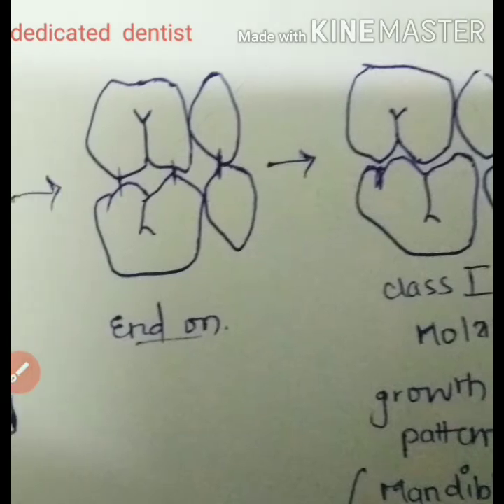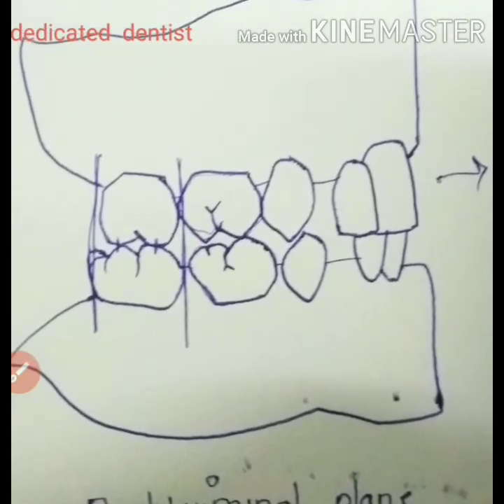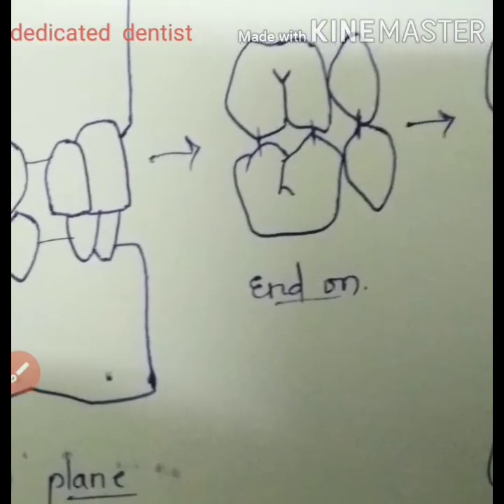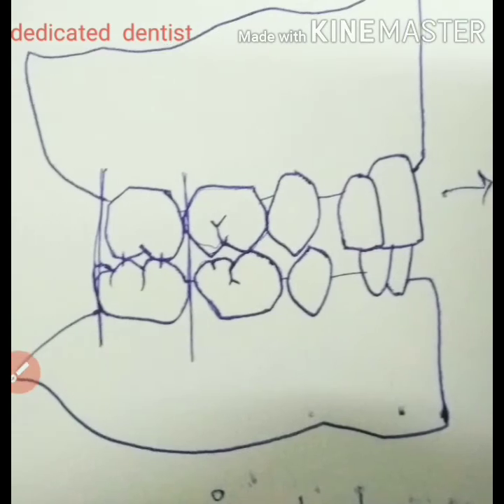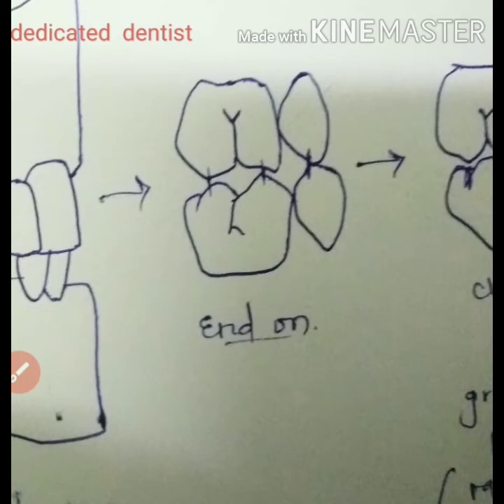When there was a flush terminal relation in the deciduous dentition and everything was going smoothly, the same growth pattern persisted, and thus it resulted in an end-on relationship. You see how similar they are? This is deciduous dentition, and this is permanent dentition. We got an end-on relationship.